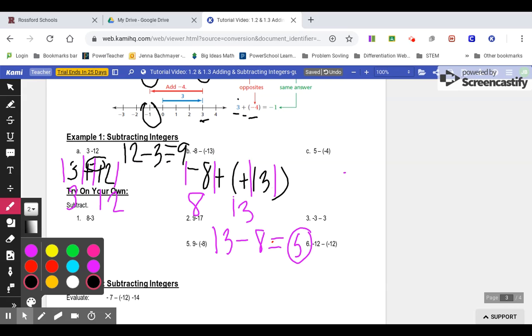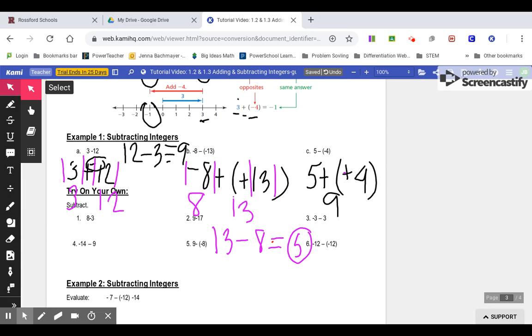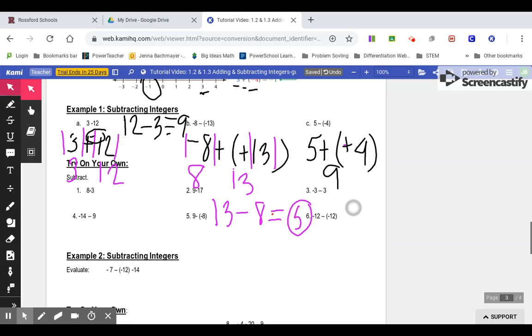And for this last one, we have 5 minus a -4. I'm going to keep 5, change my subtraction to addition, and make this -4 a +4. 5 plus 4, those are both positive integers, so our answer is a +9. You're going to try these next problems on your own, number 1, 2, 3, 4, 5, and 6. Go ahead and pause the video and try that.